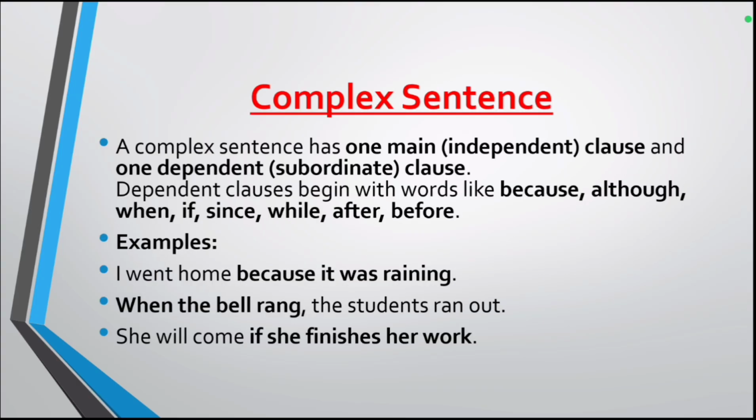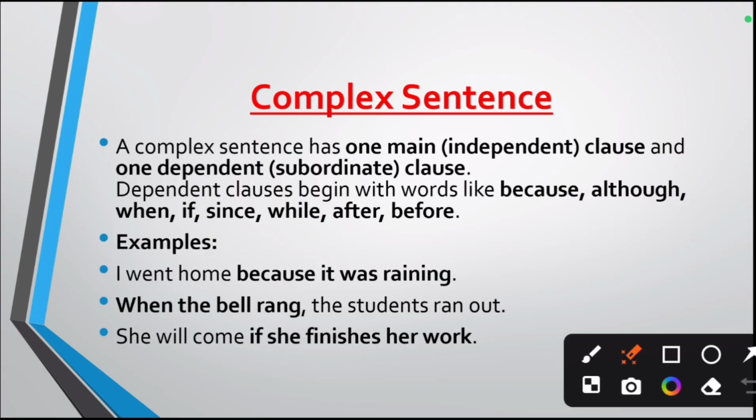Why I explained all these things is because of this one. The third one is the complex sentence. What is a complex sentence? A complex sentence has one main clause and one subordinate clause, meaning one independent, one dependent. See this one: I went home because it was raining. Because it was raining is a subordinate clause. It can't stand alone, it needs a main clause. I went home is the main clause. The combination of a main clause and a subordinate clause is known as a complex sentence.